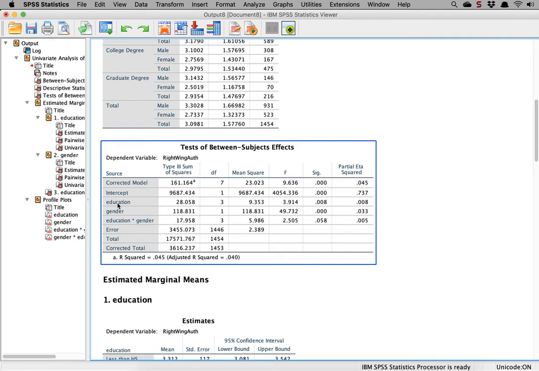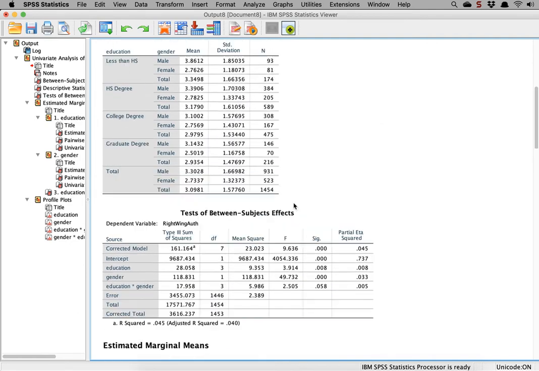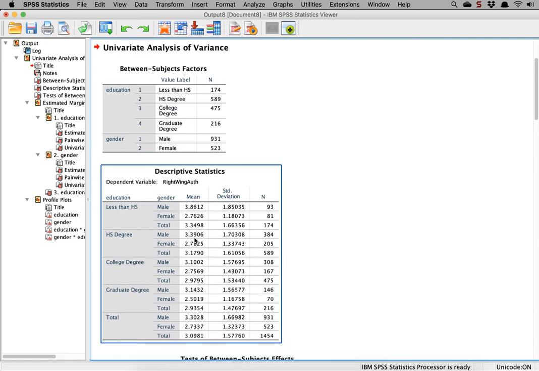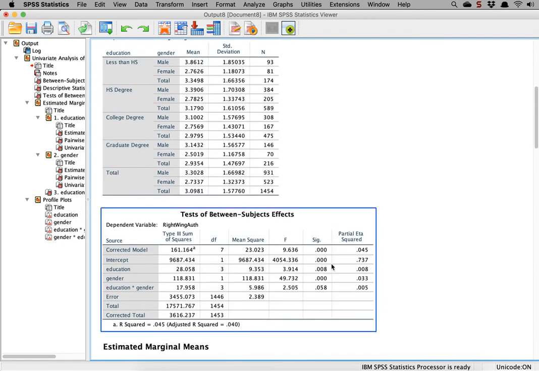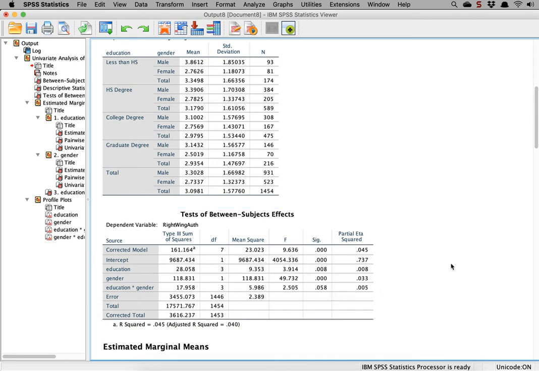So here we can see that we do have a significant main effect for gender. Now, we don't know what it is just yet. I could look up here and perhaps tease it out with this means table, but there's some difference between men and women on right-wing authoritarianism. Education is significant, and gender, they're both. So education levels are making a difference.